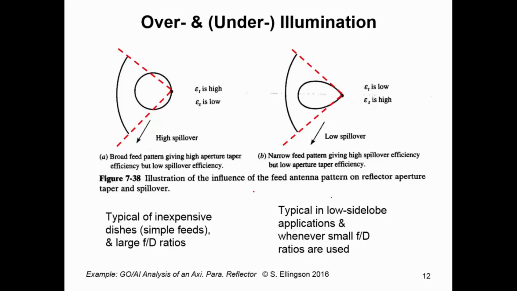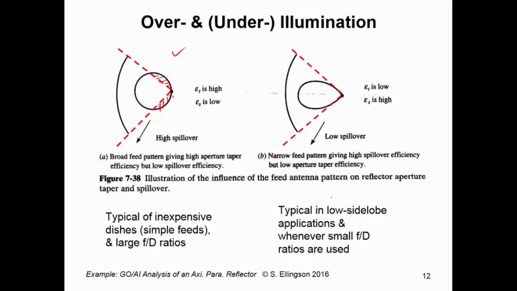So first, let's talk about over and under illumination. This is a diagram from your book. It simply illustrates these two possible scenarios. On the left here, we have over illumination. And what happens here is the feed pattern is wider than the angle to the rim, so that some fraction of the power, namely that power there and that power that exists there in the pattern, is not intercepted by the dish and so is wasted.